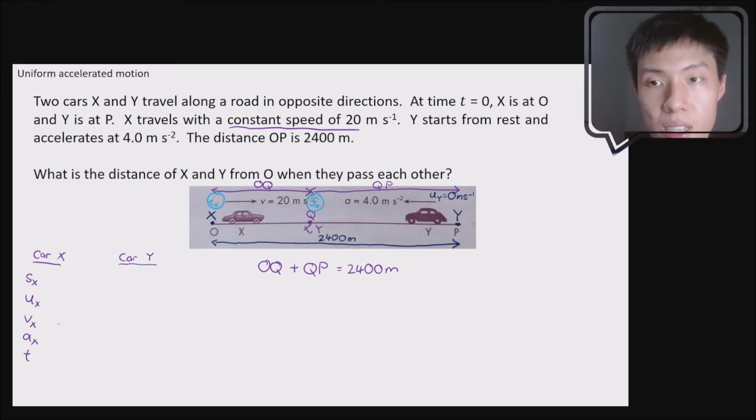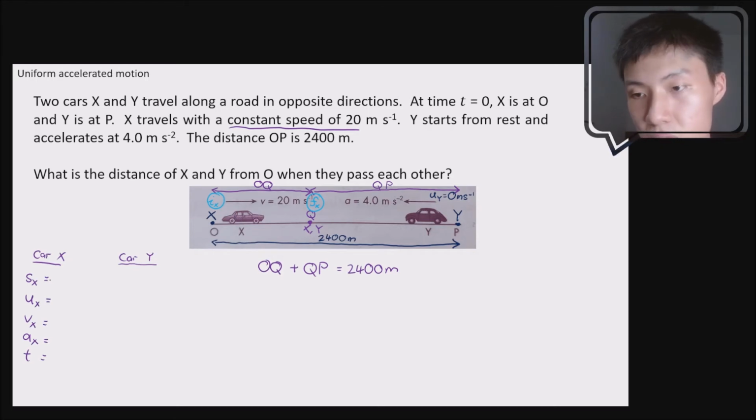T should be the same because they start at the same time and they pass by at the same time. So we don't need to differentiate between T_X and T_Y. They both start at the same time, they both meet at the same time, so the duration from start until end is the same for both cars. You don't need to specify time X or time Y, but the rest you need. Okay, so let's fill in the blanks.